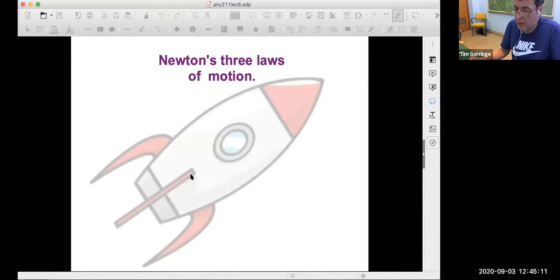Okay, so now let me, on this slide, list Newton's 3 laws of motion. And then we're going to spend many more slides looking at these laws of motion in detail. So this is just a summary of the 3 laws of motion that ultimately describe how forces affect motion.